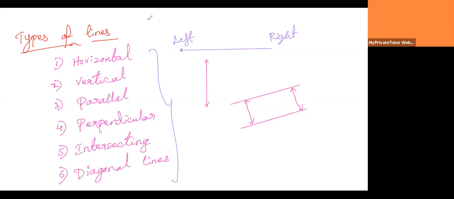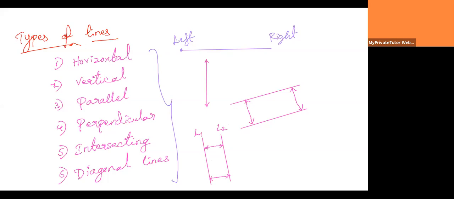Parallel lines can be written horizontally, vertically, diagonally, any way. So these two are parallel lines. The bottom two I have written, these two are also parallel. So parallel lines are the lines which never touch each other, and the distance between the lines is always the same. Okay. I hope you guys are able to follow me.